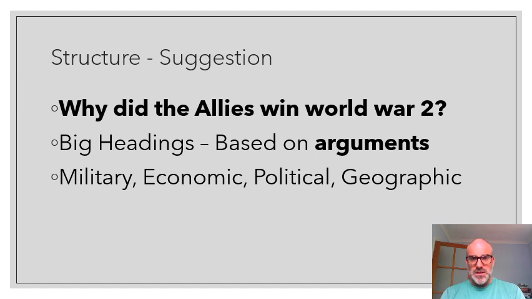So you look at it, you do your research, and you think of some big headings, and these big headings are where you've seen most historians make arguments, and the arguments would be things like the military superiority of the Allies won them the war, the economic superiority of the Allies in terms of structure or sheer output allowed them to win the war, the political systems of the Allies allowed them to win the war, and the geographic location of the Allies allowed them to win the war. So those are your 4 big areas that you would split your discussion up into, but within them there could be quite a significant degree of variation.